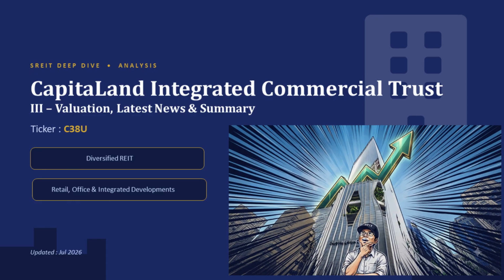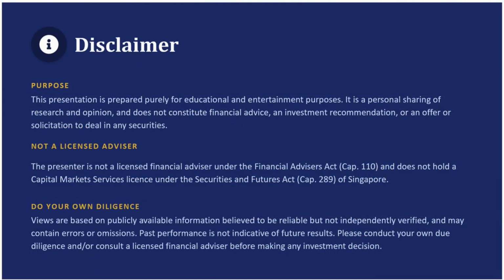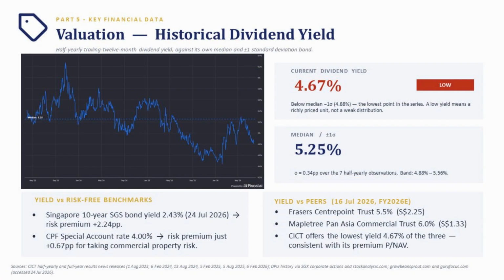So if you are wondering how we actually bridge the gap between underlying financial health and market valuation, it starts with historical benchmarking. We have to look at how the market is currently pricing that data. So to initiate our analysis of the valuation profile, moving to the next slide, we will examine the historical dividend yield. The July 2026 data indicates that the current half-yearly trailing 12-month dividend yield stands at 4.67%.